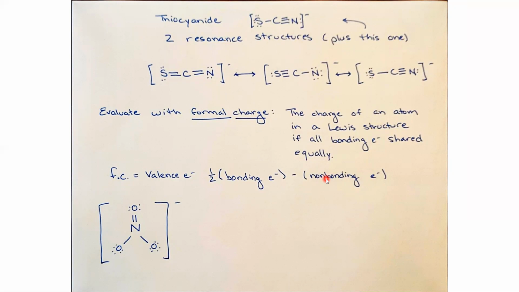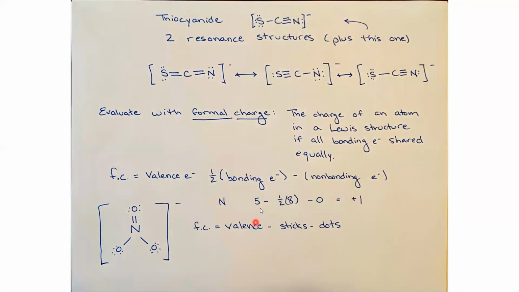Minus all the non-bonding electrons. That means any lone pairs. Well, there are no lone pairs around nitrogen. There are some around these oxygens, but none around nitrogen. Okay, so the formal charge for nitrogen would be +1. 5 minus half of 8 minus 0 is +1.